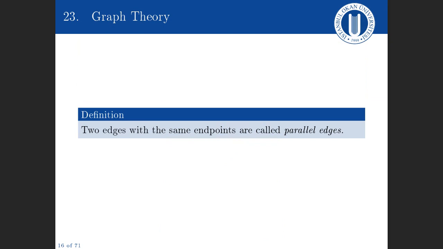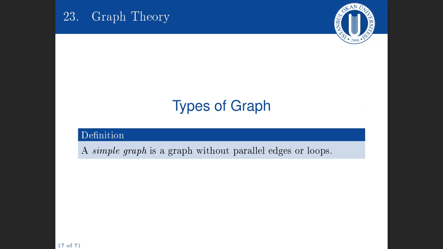As I said before, 2 edges which have the same endpoints are called parallel edges. About arrows, we'll talk about that later, not for this type of graph. If we have a graph which does not have parallel edges and does not have loops, then it's called a simple graph.